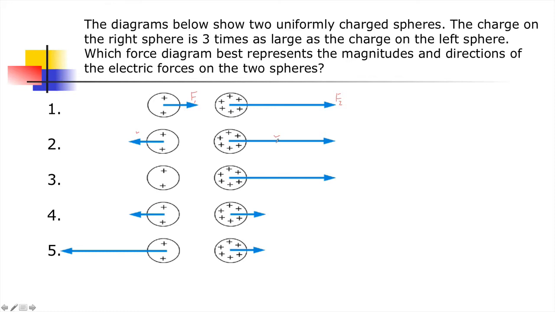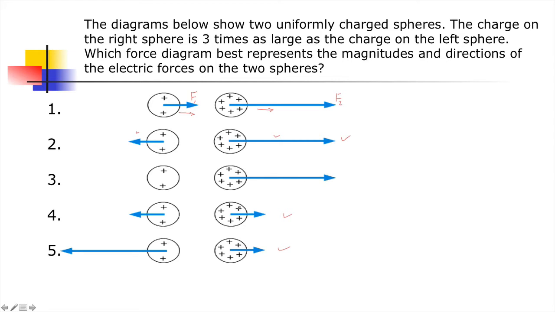I don't know about that. Number 1 says the small one will experience a force in this direction, and the other one will experience a force in this direction. By the look of those diagrams, the first thing you need to look for is which force diagrams represent repulsion, because we're expecting repulsion. So this represents repulsion, this represents repulsion, and this one too. Out of those 3, which one do you think will make sense?